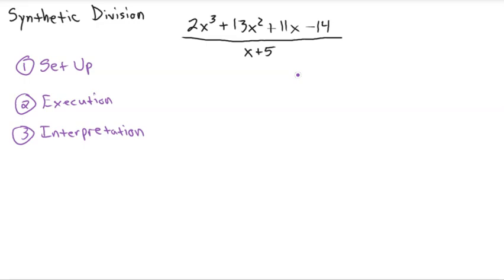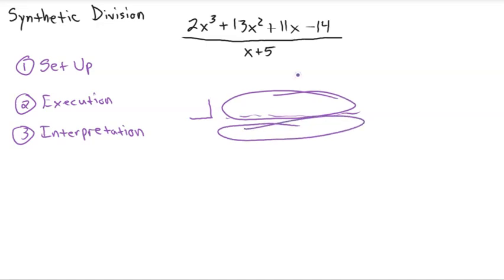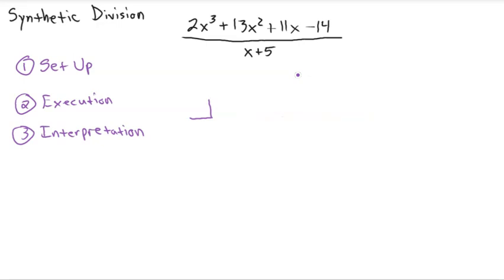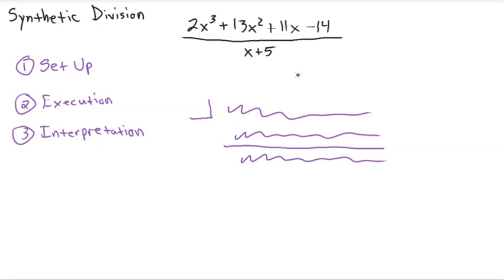Let's do the setup first. You're going to draw what I call a half box, and it looks like this. It doesn't really look like a half box usually. There we go, half of a box. Then to the right of it, you leave space for a line here, and another line here. Then you draw a horizontal line, coming down a little bit. You're going to write some stuff in each of these places. There are 3 rows in synthetic division.